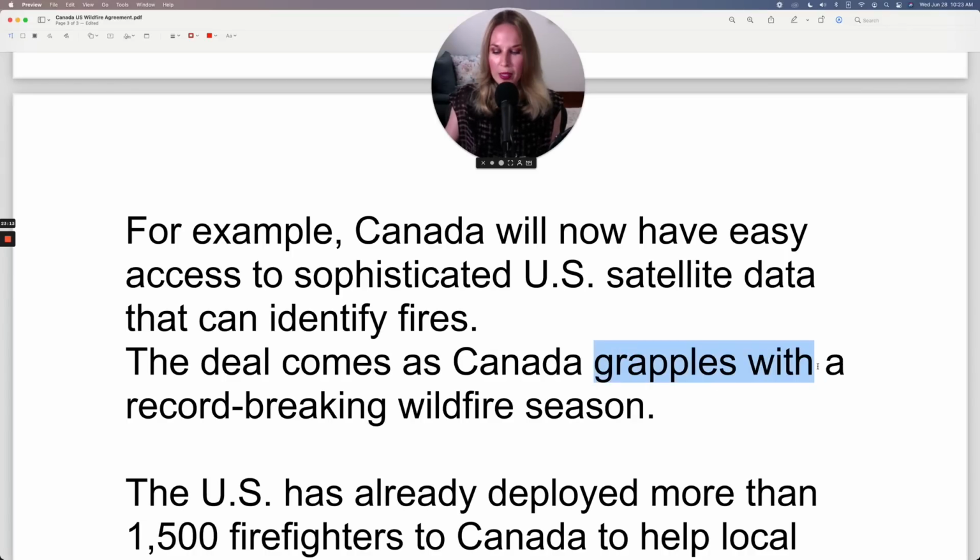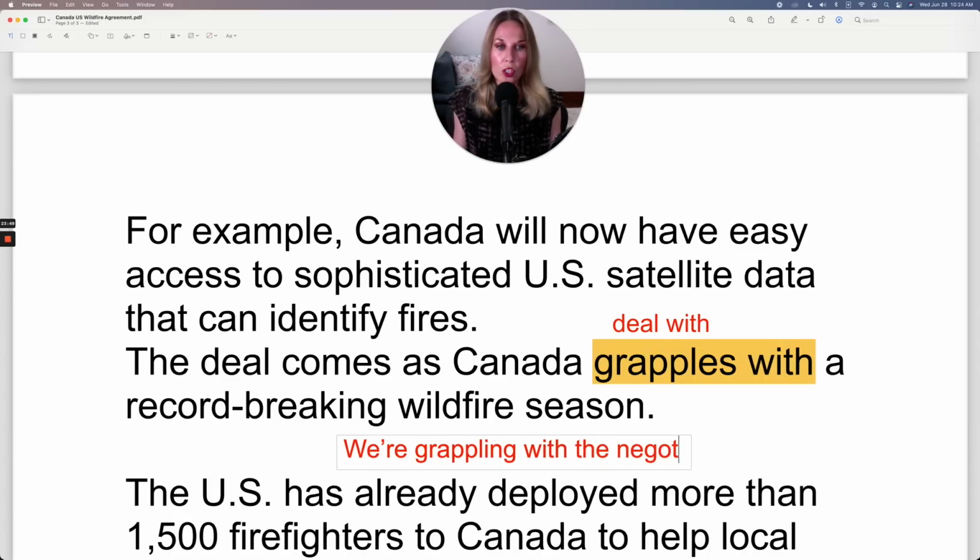To grapple with is another way of saying to deal with, and we use this with something negative. You grapple with a problem, an issue to grapple with. So you might say, we're grappling with the negotiations. We're dealing with the negotiations. And because I already explained that the negotiations have spiraled out of control, you know that there's something negative there. We're grappling with the negotiations.